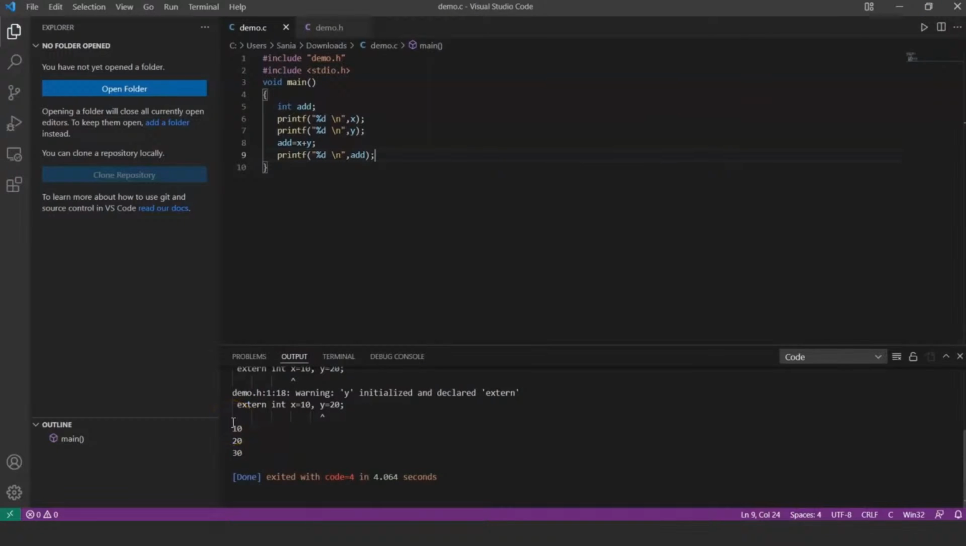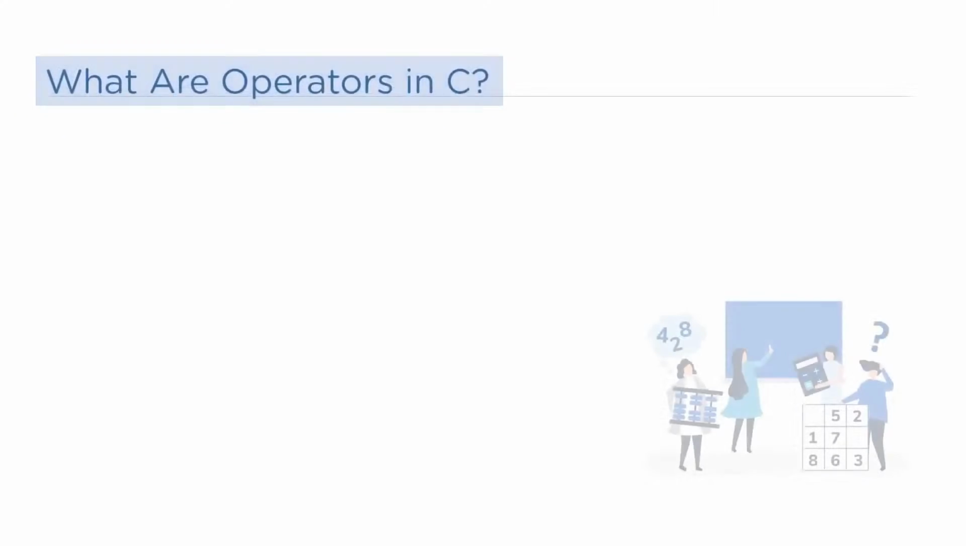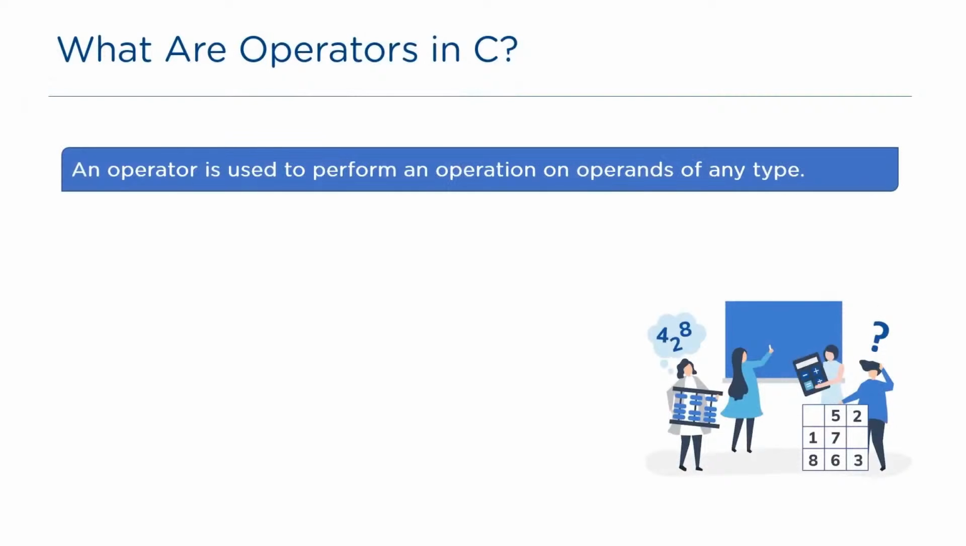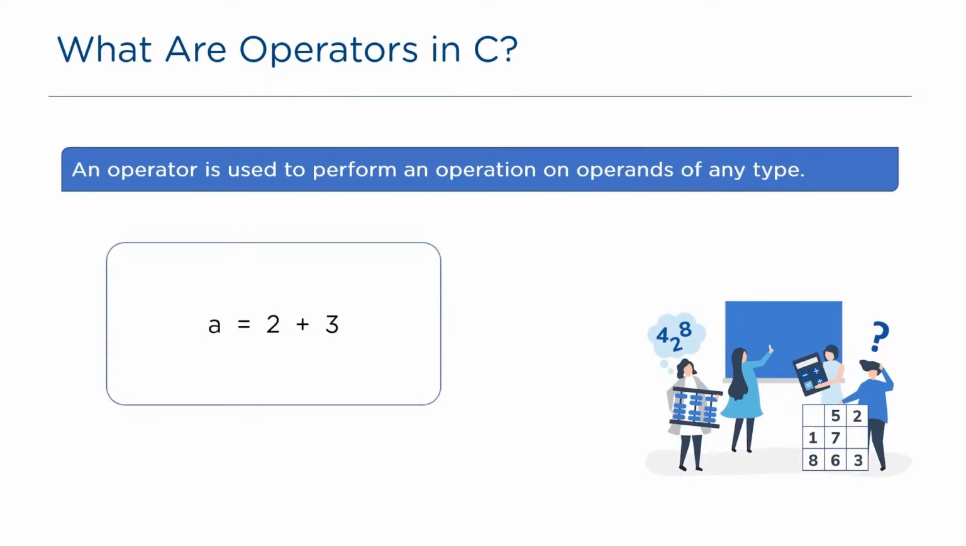As you can see, the output is printed successfully by using external variables. An operator is used to operate on operands of any type. So in short, an operator is a symbol. In the example, a is equal to 2 plus 3, 2 and 3 are the operands and plus is the operator. So basically, the addition operation is performed on two operands.